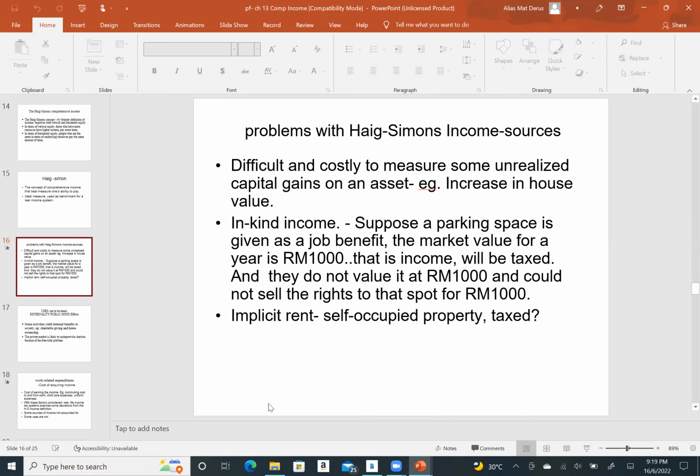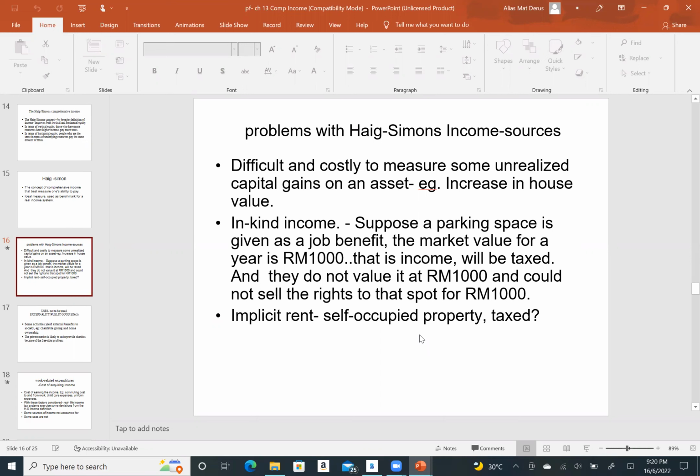For example, probably our employer gives a parking lot. To measure the value of that parking lot, the services, is quite difficult. So some of this kind of income is difficult to measure, and also it is not fair to tax.